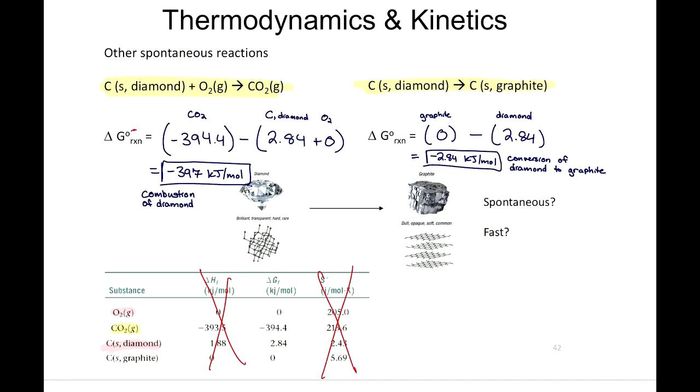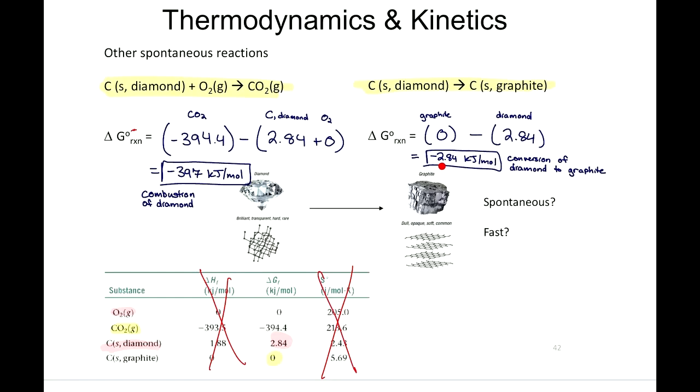So let's look at this reaction, the conversion of diamond to graphite. Oh, and let me ask you, are combustion reactions typically fast or slow? They're pretty fast, yeah. So this is actually quite fast. But let's look at the conversion of diamond to graphite. We're going to do products minus reactants again and calculate delta G. The free energy of graphite, from this table, is 0, and we're subtracting the free energy of diamond, our reactant. So products minus reactants, 0 minus 2.8 kilojoules per mole. So the energy change of the conversion of diamond to graphite is -2.8 kilojoules per mole.